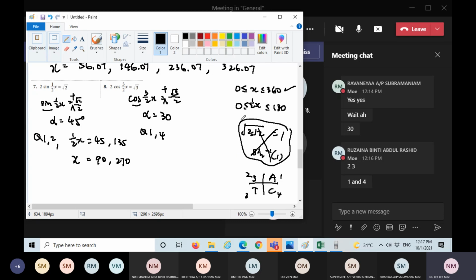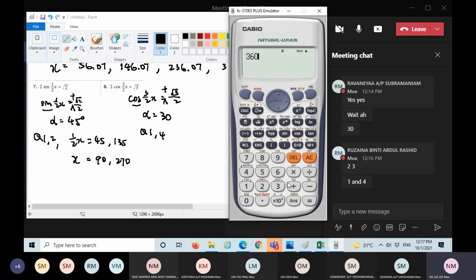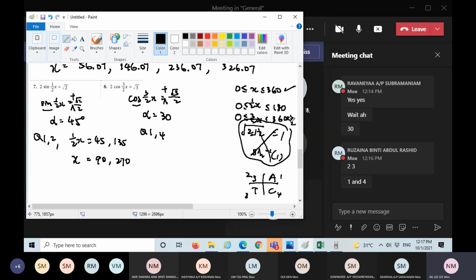Okay, 3 over 2x. If this is 3 over 2x, so your 360, you got to times 3 over 2. 360 times 3 divided by 2, so it's 540. I don't know whether I need to go one more round. I guess I need. Okay, 540. So I write again. The range now for 3 over 2x becomes 0 to 540. Now I don't know how many answers I can have. It's either maybe 3, not 4.